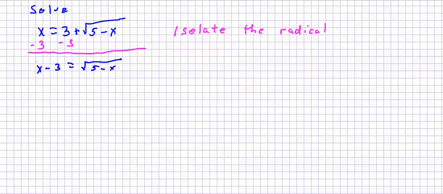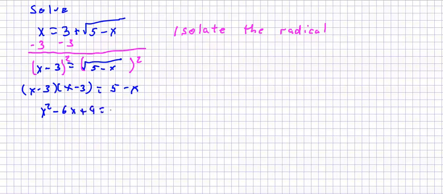We must isolate the radical. All right, and now we square both sides, just like the last example. And we end up with x minus 3 times x minus 3 equals 5 minus x. When I FOIL this, x times x is x squared, minus 3x and minus 3x is minus 6x. And negative times negative, we get positive 9 equals 5 minus x.